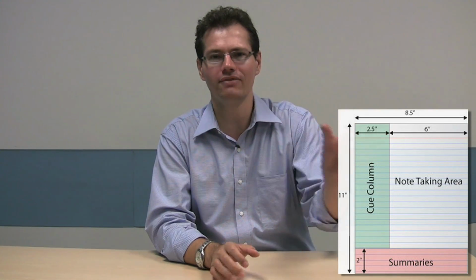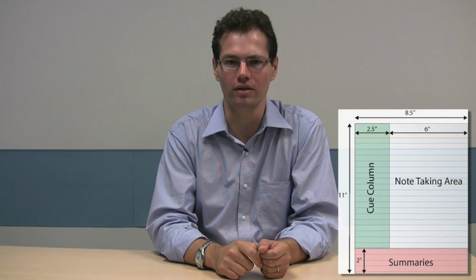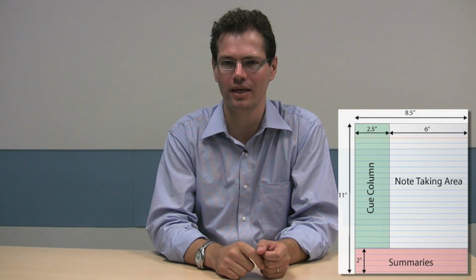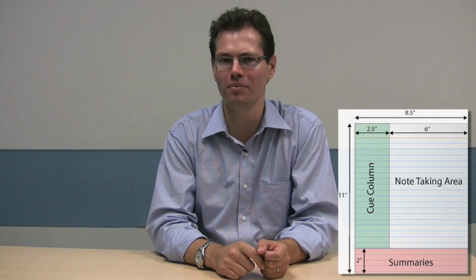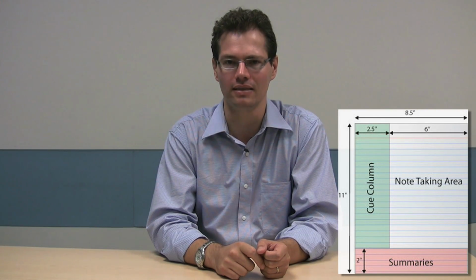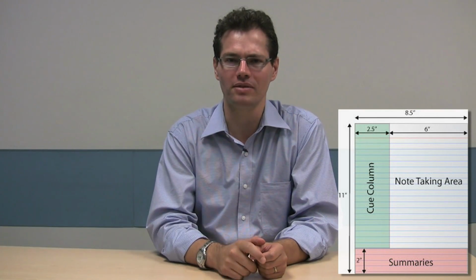Section 2, the left side of your paper, is called the cue column. You leave it blank while you read or listen, but you'll use it later as you review. At that time, you can fill it in with comments that highlight the main ideas, clarify meanings, give examples, or link ideas. You can also draw diagrams there.